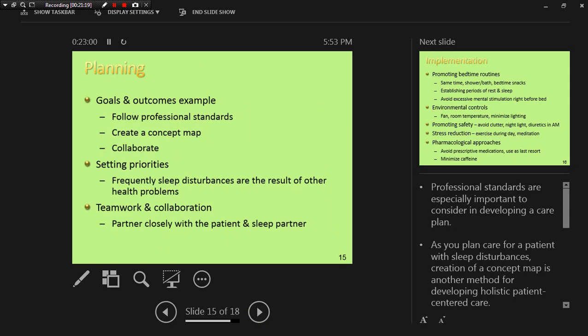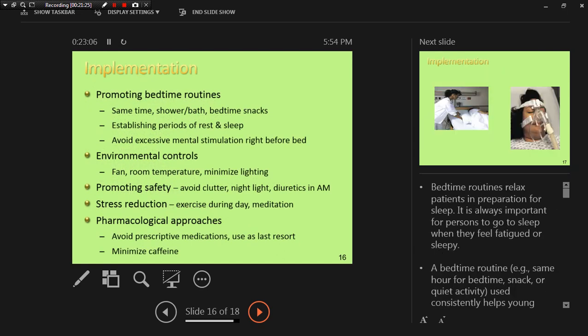So obviously we know about planning. This is where we are actually planning what we're going to do for our patients, setting our goals, setting our outcomes. And so implementation, this is an important slide. So what can we do for these patients, right? We're going to set bedtime routines. This is what we're going to do.